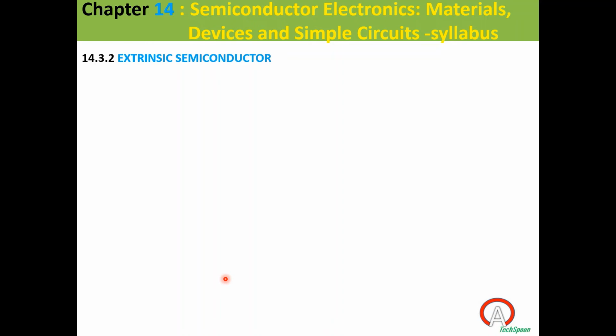Now we will be moving to extrinsic semiconductors. Till now what we discussed is intrinsic semiconductor, that is, pure semiconductor. Now we are moving to extrinsic semiconductor. What are the different types available under extrinsic semiconductor? P type and N type, right?